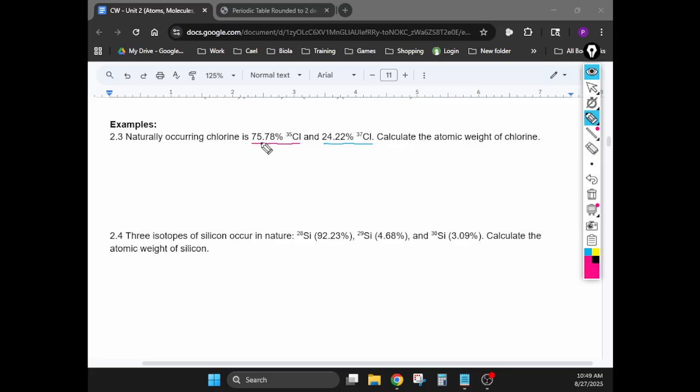The first thing that you want to do is you want to take your percentage right here and turn it into a decimal. Okay, the way you turn a percentage into a decimal is you move the decimal. You can divide by 100. Yeah, divide by 100, or just simply move the decimal twice to the left. So 75.78 is going to become 0.7578. Okay? And let me redraw that arrow.